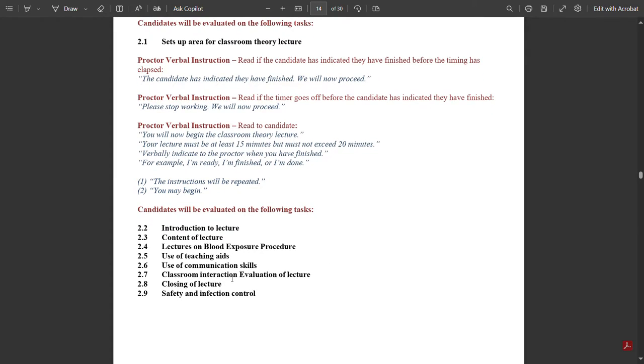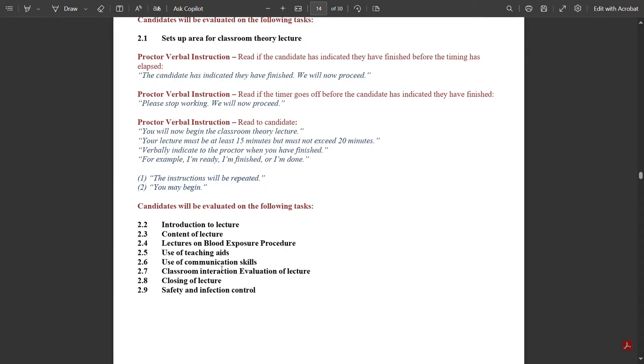Candidates will be evaluated on the following tasks. So first, introduction to lecture. So you already wrote that in your lesson plan, your objectives and everything. So today, students, we are going to talk about blah, blah, blah. The content of your lecture. That is where you're going to be going through that outline that you already wrote and teaching it.